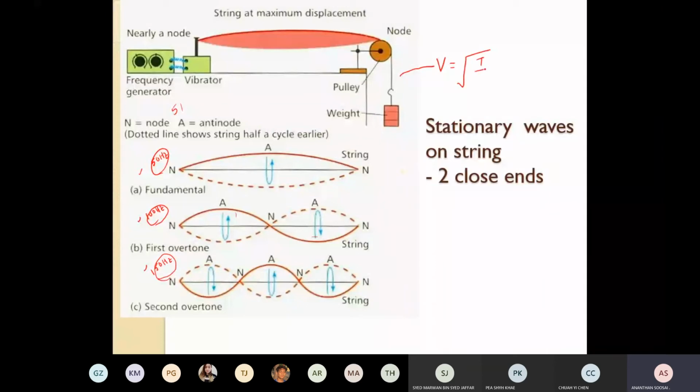Okay, the speed of the wave in the string, how fast the wave is traveling, depends on two factors: the tension and the mass per unit length. The mu is actually the mass per unit length of the wire. How heavy is the wire per unit length? How thick is the wire? In other words, these determine the speed. So if you put more tension, that means you add more weight here, it results in the speed of the wave becoming higher, faster.